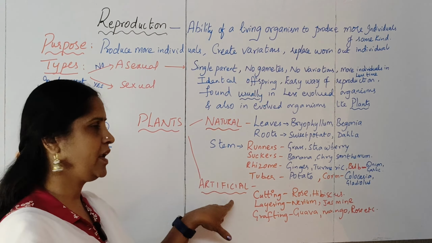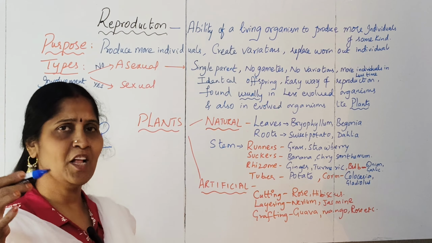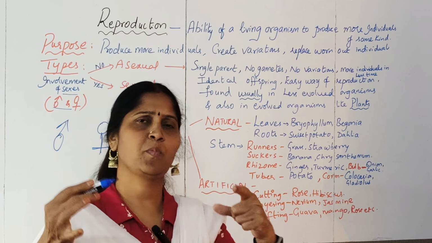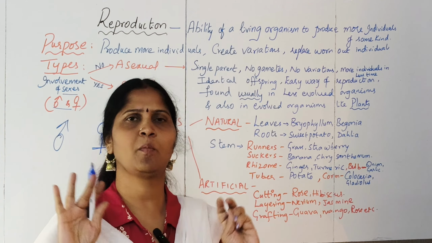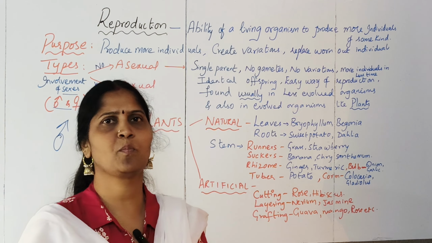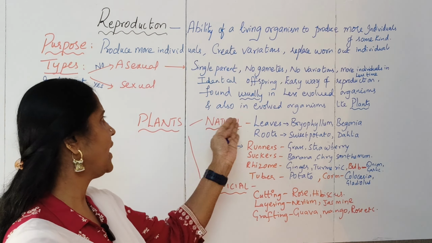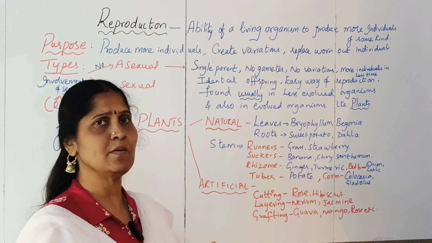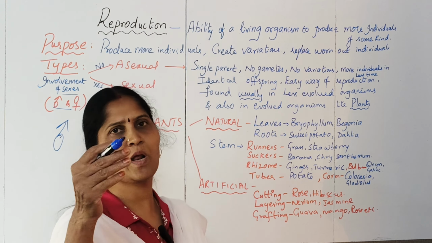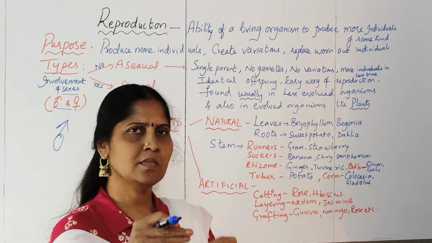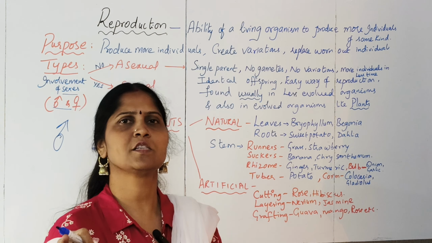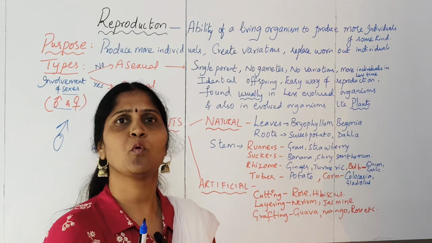One is the natural one, and the other one is the artificial one. When asexual reproduction takes place naturally without the involvement of any individual, it is called the natural process. The natural way of asexual reproduction in plants is through the leaves, which is found in plants like bryophyllum and begonia. In these plants, when a leaf falls on the ground, that will give rise to a new plant.